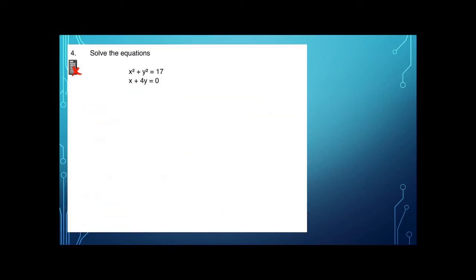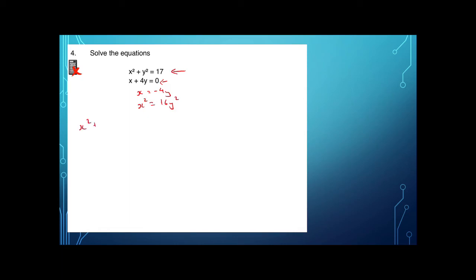Next question. X squared plus y squared is equal to 17. That's a circle. And x plus 4y is equal to 0. Okay, I'm going to write this one here as x is equal to negative 4y, and that means that x squared is 16y squared. Going to use this one now.